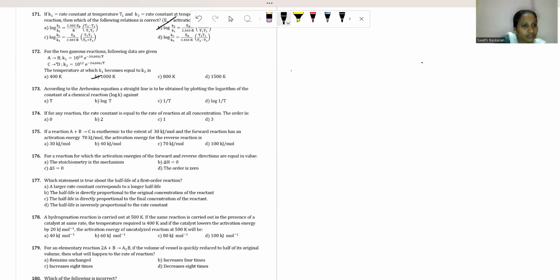Okay, what is the next question? According to the Arrhenius equation, a straight line is to be obtained by plotting the logarithm of the rate constant of a chemical reaction, log K, against. Okay, friends.